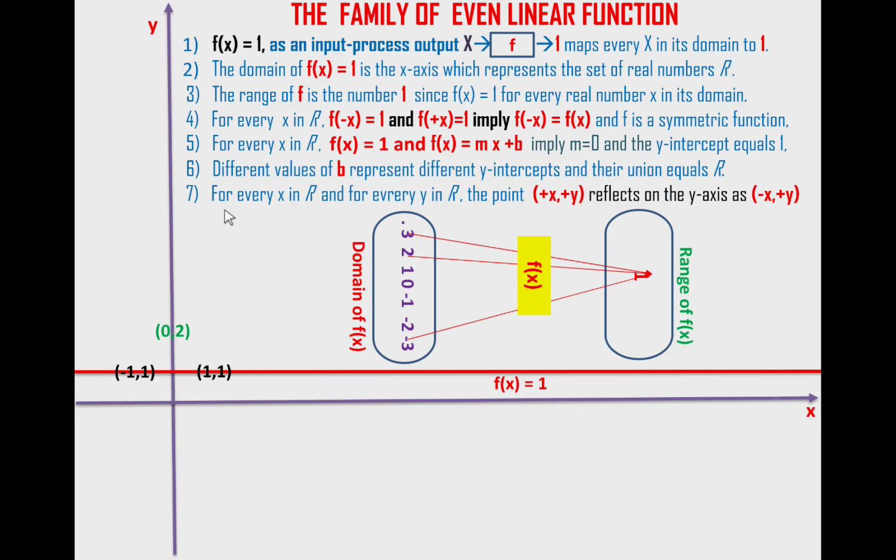So the last point, let's just summarize it. For every x in the domain and for every y value in the y-axis, the point plus x comma plus y reflects on the y-axis as minus x comma plus y. That means the reflection will transform plus x to minus x, but it will not alter y. So plus y remains plus y on the other hand side.